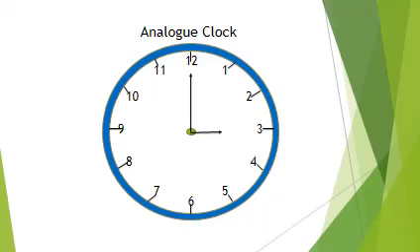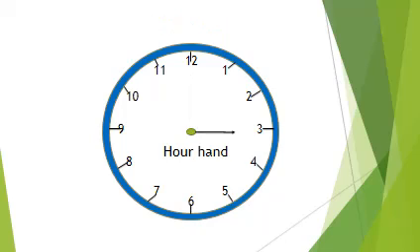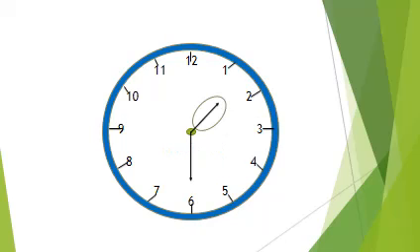Here we all know that we have two hands. This is the long hand. The long hand shows the minutes. This is our short hand, and the short hand tells us the hour. When you tell time to half an hour, the short hand points to the middle of two numbers. This hour hand is pointing between 1 and 2.